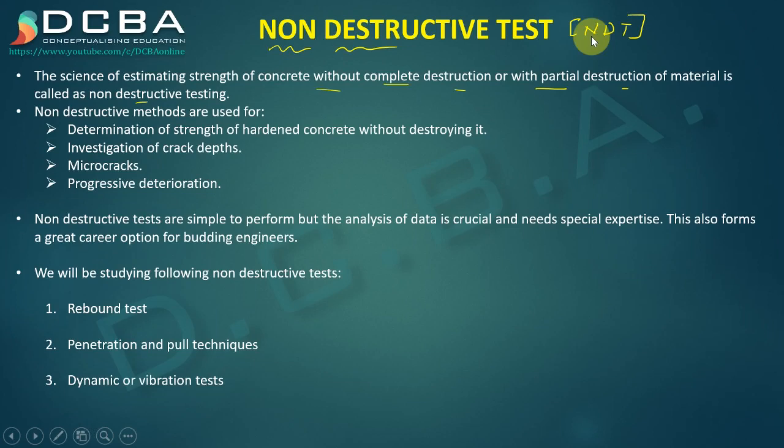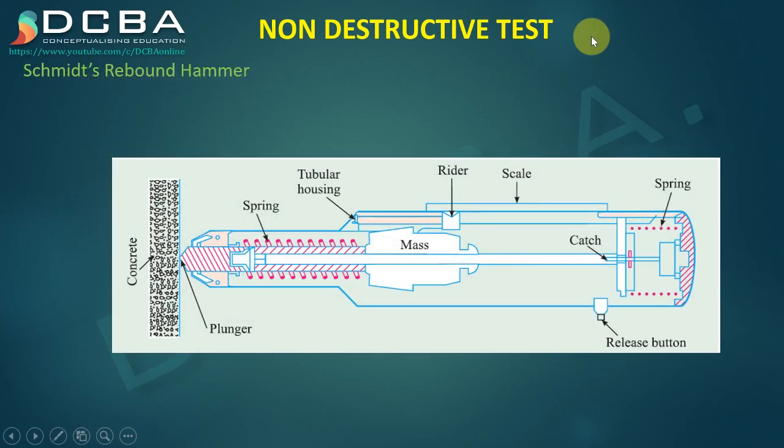Let us start with the rebound test. For the rebound test, the equipment that we use is Schmidt's rebound hammer, and this is how it looks. So we'll just understand what the various parts are. First part, which is very important, is the plunger. This is called a plunger. It is placed on the concrete whose strength we have to estimate. Then attached to that plunger is a spring, and then we have a mass which is on top of that spring.